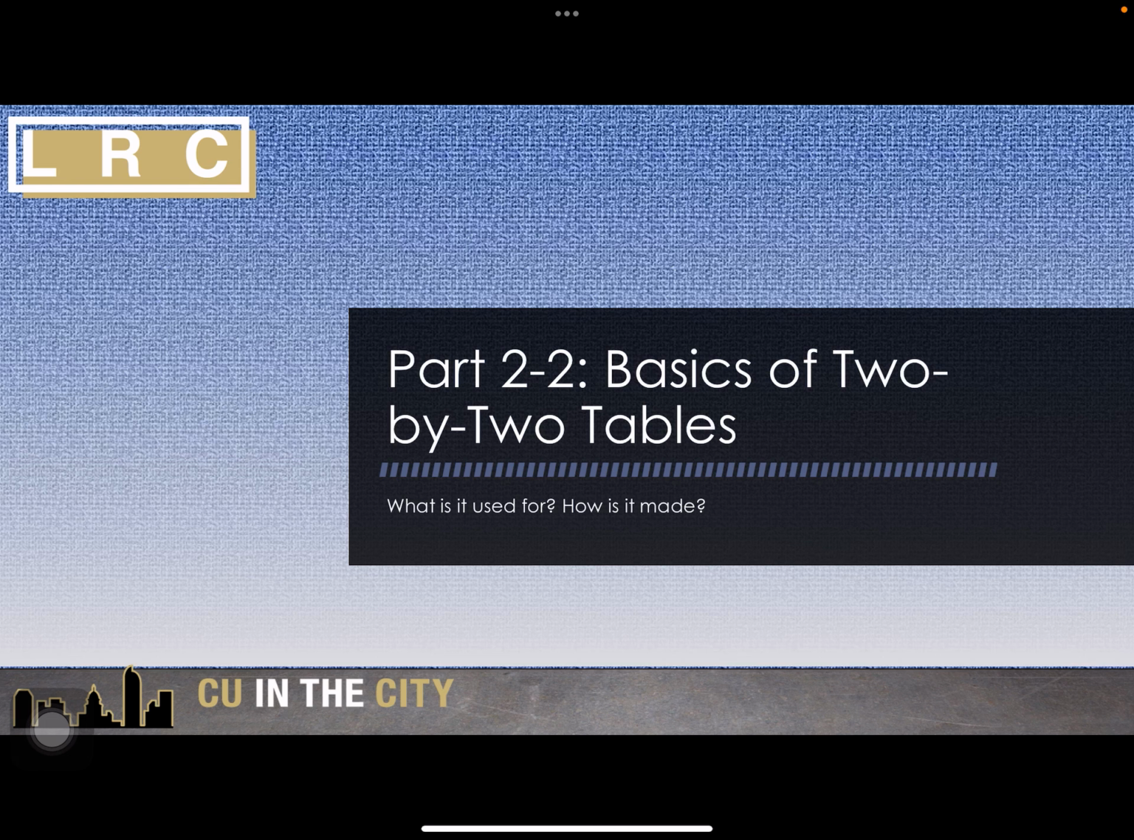Welcome back. In video number 2, we will begin discussing what 2x2 tables are used for and how they are made. We will also go over the kind of information you can get from a 2x2 table.